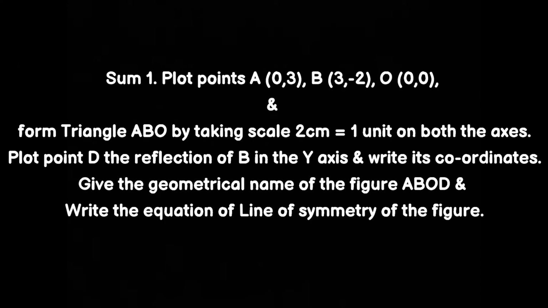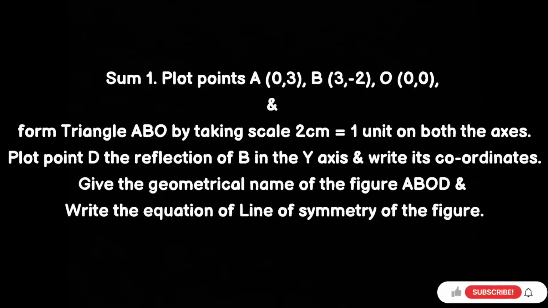Now students, solve the first sum. Plot points A 0, 3, B 3, -2, O 0, 0, that's the origin, and form triangle ABO by taking scale 2 cm equal to 1 unit on both the axes. Plot point D, the reflection of B in the y-axis, and write its coordinates. Give the geometrical name of the figure ABOD and write the equation of the line of symmetry of the figure.